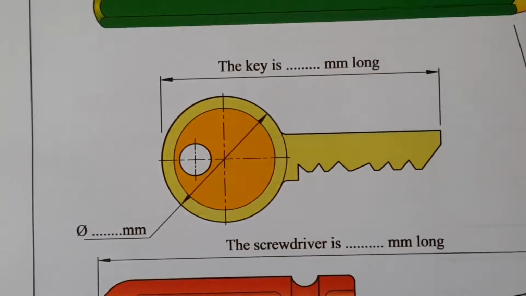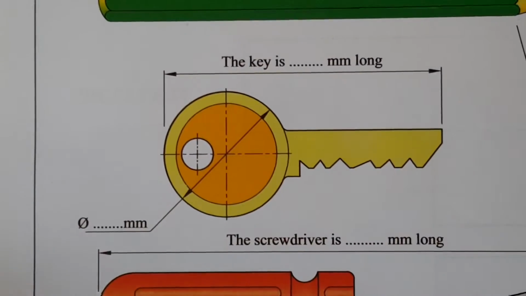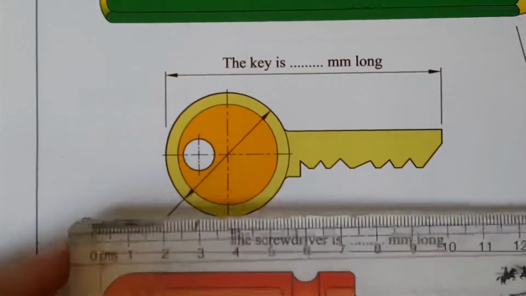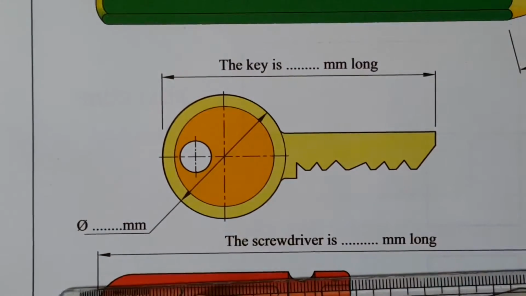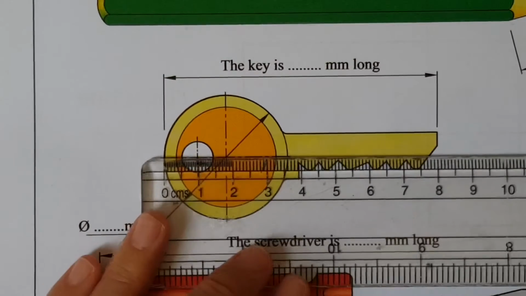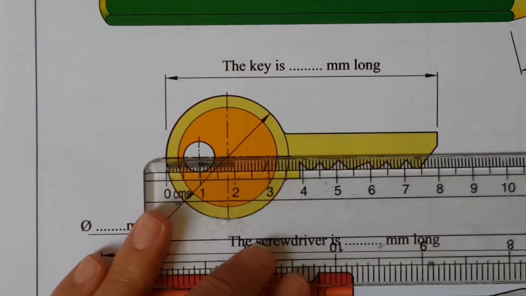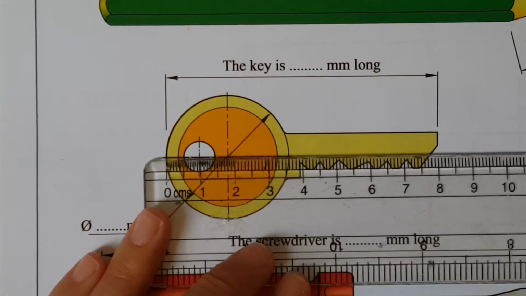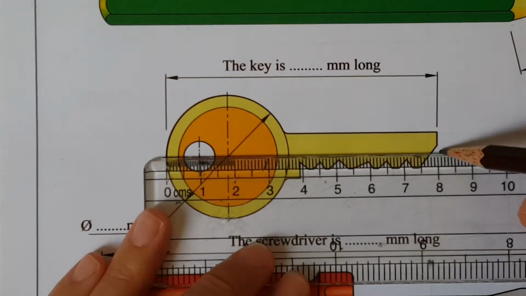Now we have this key over here. Firstly, once again, same as we did before, we're going to be measuring the length of this key. And on top of it is the dimension of the key's length. Now, according to my ruler, this key is 80 millimeters long. So let's go ahead and label it.